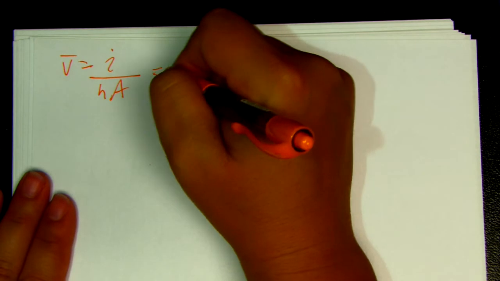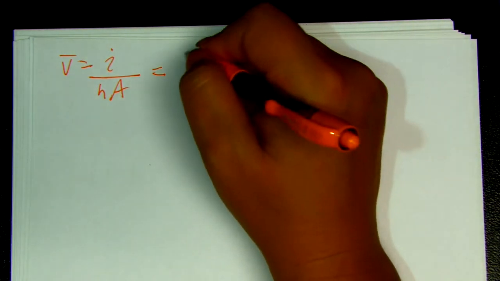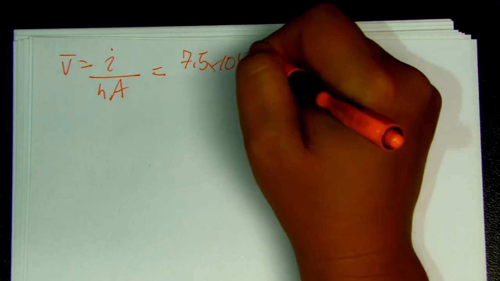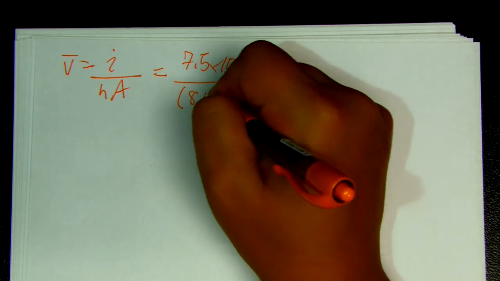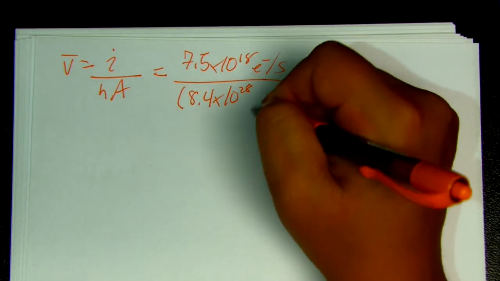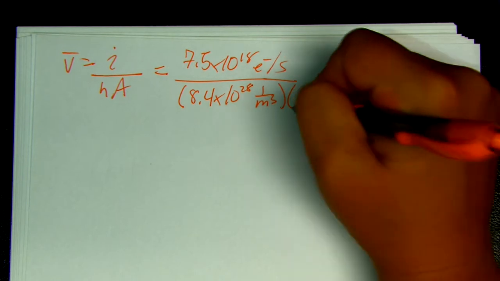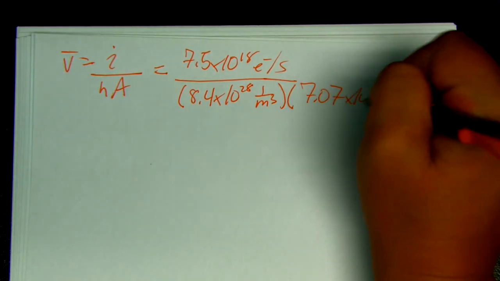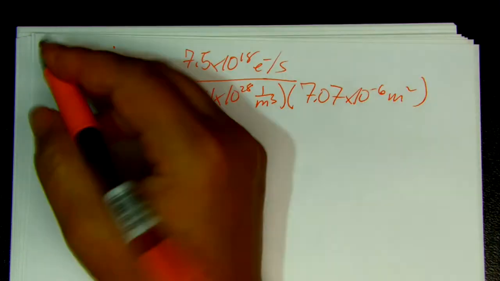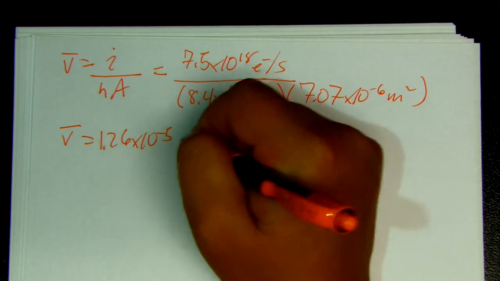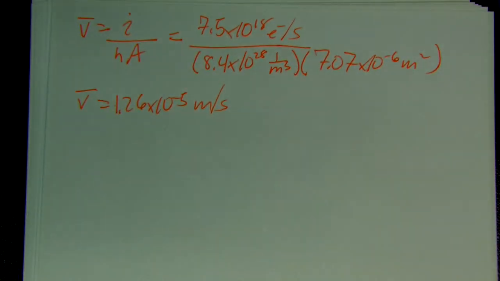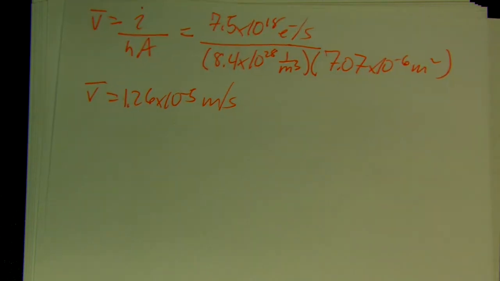And now we can go after V bar. So V bar is equal to I over NA. So we'll plug in our current rate, which was 7.5 times 10 to the 18 electrons per second, over N, which is given in the problem, 8.4 times 10 to the 28, 1 over meters cubed, times 7.07 times 10 to the minus 6 meters squared. And our drift speed is 1.26 times 10 to the minus 5 meters per second. So pretty straightforward. All right, let's do a little bit more with this setup.